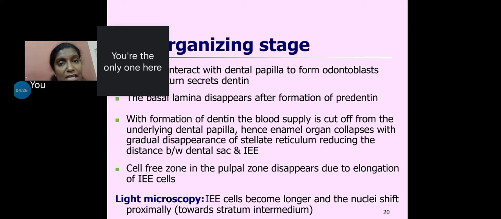In organizing stage or differentiating stage, what organizes what? What differentiates what? We are talking about the cells, the premature cells of ameloblasts. Much before they can become ameloblasts, these cells are known as inner enamel epithelial cells. So the inner enamel epithelial cells interact with the underlying dental papilla and result in the formation or differentiation of odontoblast from the underlying ectomesenchyme. So the connective tissue, the ectomesenchyme present under the developing tooth is known as the dental papilla.